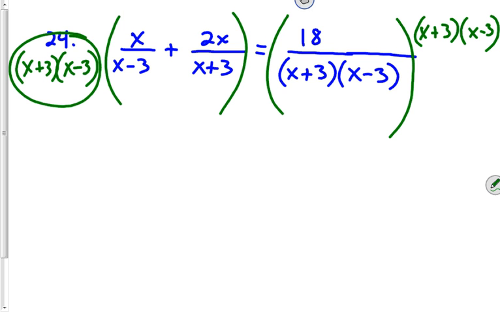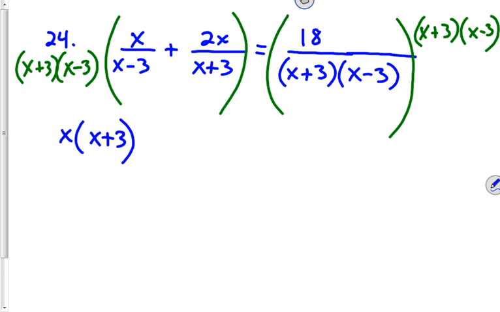Okay, so when I do that, when I multiply by the first rational expression, this x minus 3 and this x minus 3 will cancel out. And that leaves me with x plus 3 times x. So I'm going to write that down. I'll have the x times the x plus 3. Then when I distribute, I'll put my plus in there.